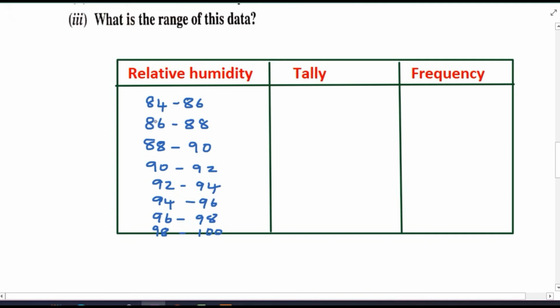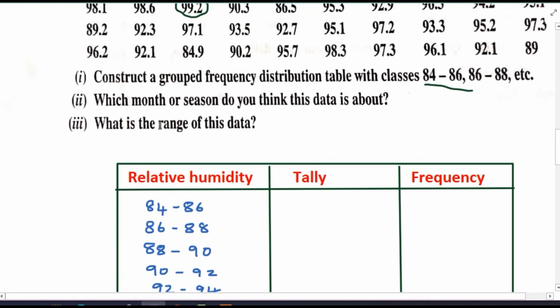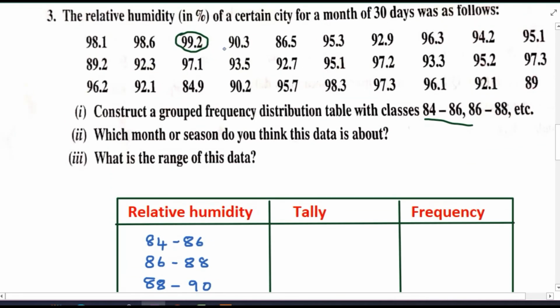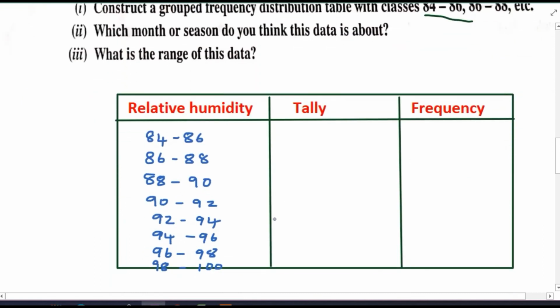Now we need to prepare the frequency distribution table. For that, they have given the values here. First is 98.1 and second is 98.6. So we can mark that 98.1 will come in the last class interval, and the second one, 98.6, also will come in the last class interval. Again 99.2 also will come in the last class interval. The next one is 90.3, it will come in this class interval, continuing like this.